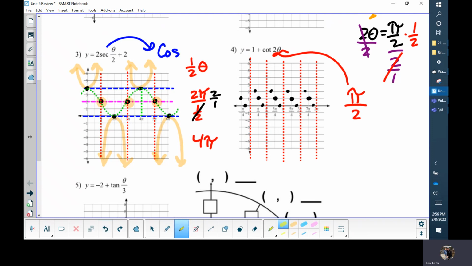Okay, now go ahead and connect the dots, brush up against the asymptotes, and you're going to have a bunch of graphs that look like this. A lot of cycles in this one.